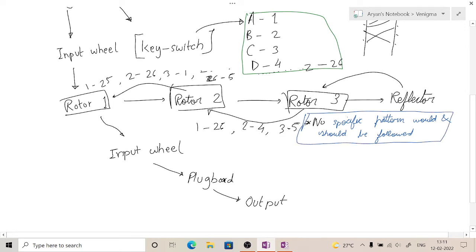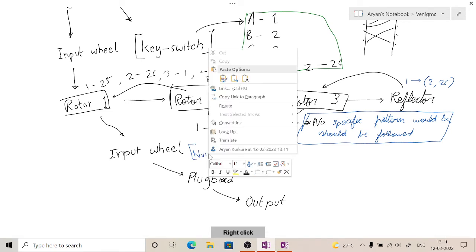And once this is changed and we get to the reflector, it would do the same. It would change 1 to anything from 2 to 26. And then after it is changed, it would go to the input wheel again, where, as it was called the key switch before, here it would be called the numerical switch.